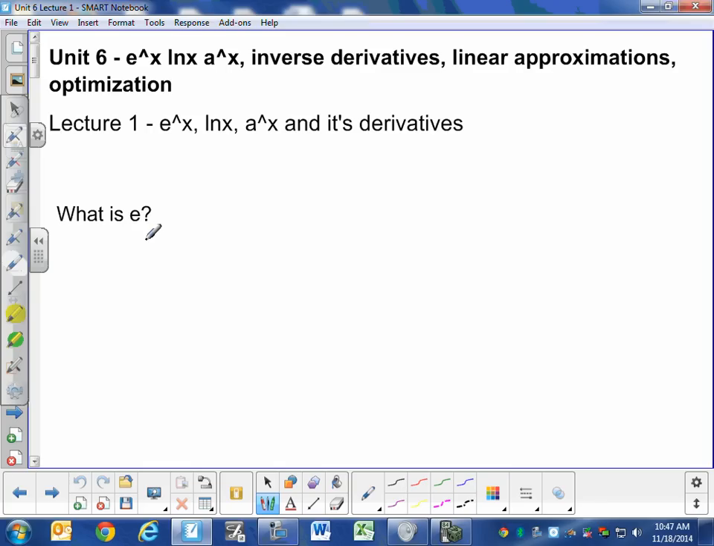So what is e? Is it like a variable? Is it a constant? Is it a theory? What is it? Mr. Meyer, what do you got? 2.71. Yeah, so it's a constant like pi. It's called the natural constant. It's a number. So pi is a number.